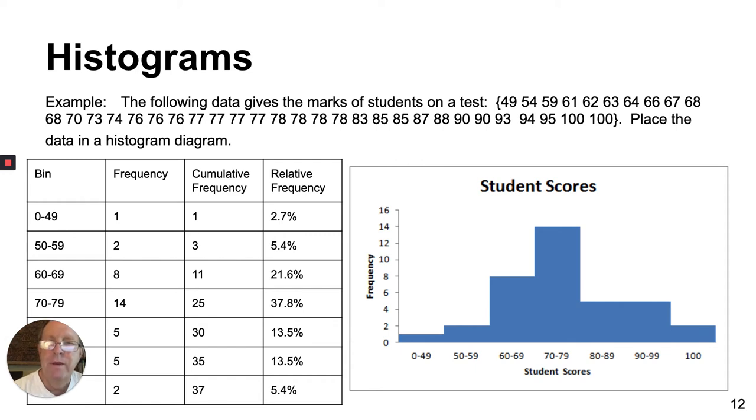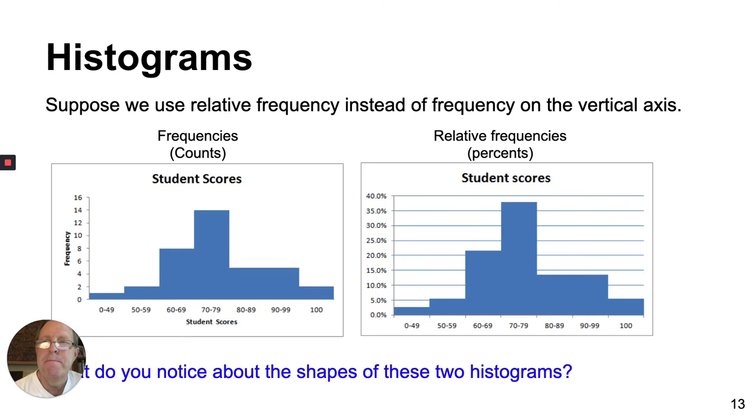And from my frequency distribution, I have created a histogram. That's a histogram. I've got my bins labeled. I have frequency on the vertical axis. I've got my axis label of student scores on the horizontal axis. There you go. Now, suppose we use a relative frequency instead of frequency.